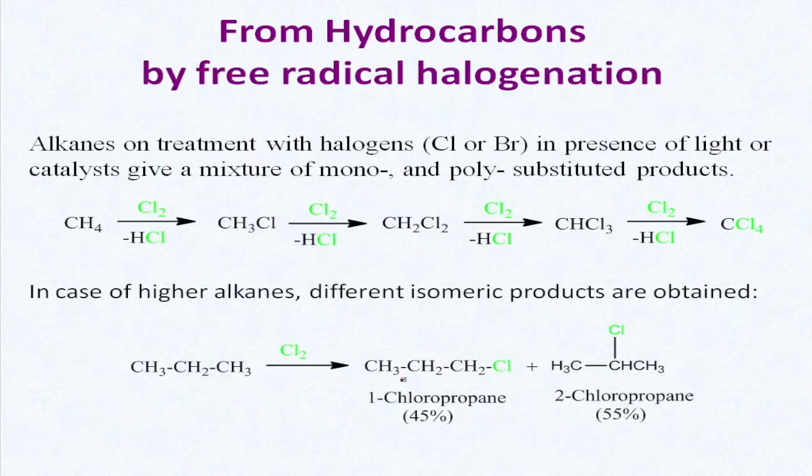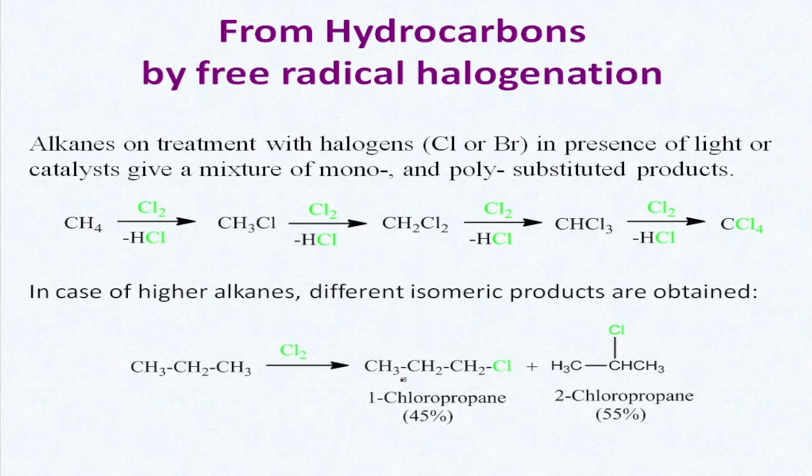Second one, from hydrocarbons by free radical halogenation. Alkanes on treatment with halogens in presence of light or catalyst give a mixture of mono and polysubstituted products. Alkane treated with halogen in presence of light or using a catalyst gives a mixture of mono or polysubstituted products, and with excess halogen you get tetrachloromethane.